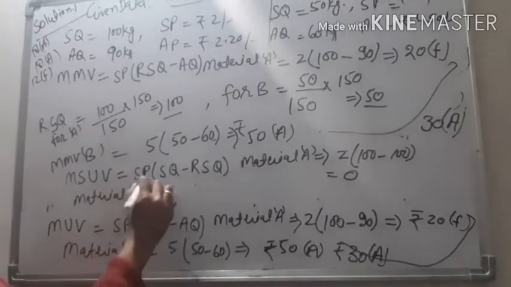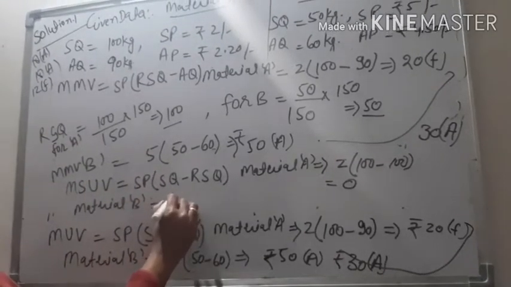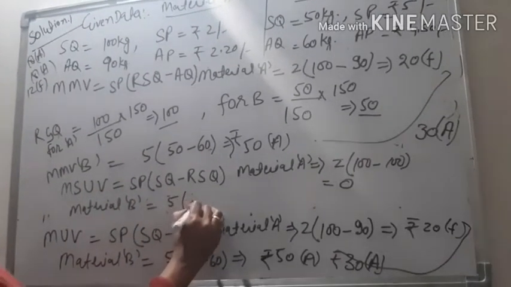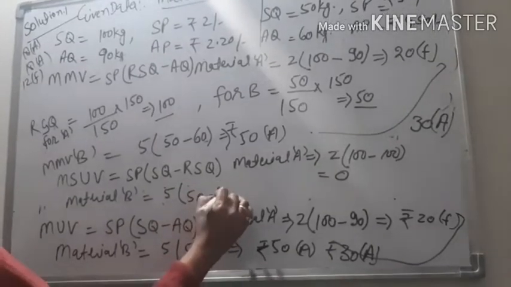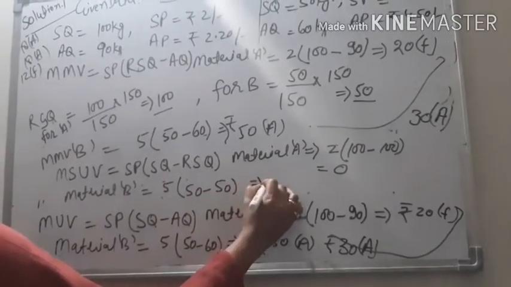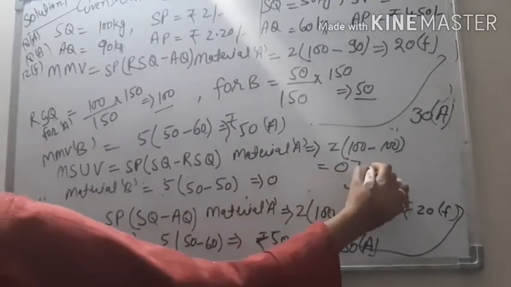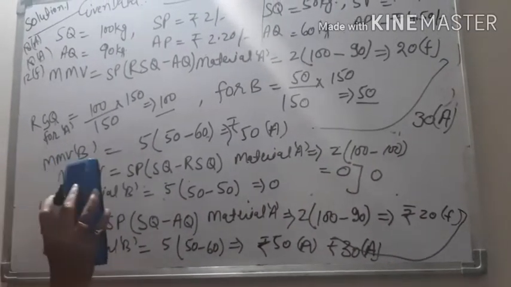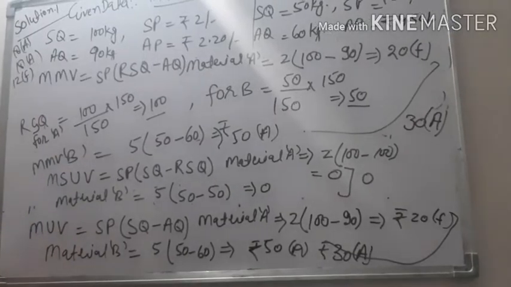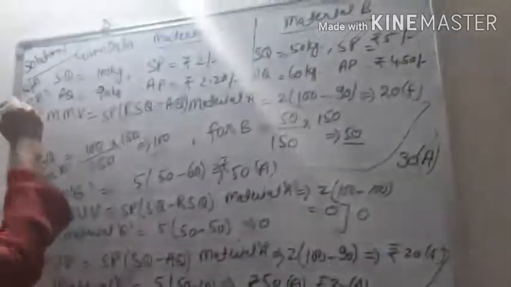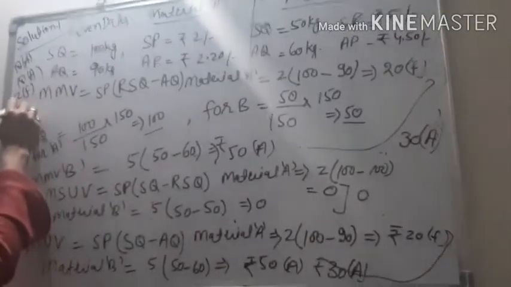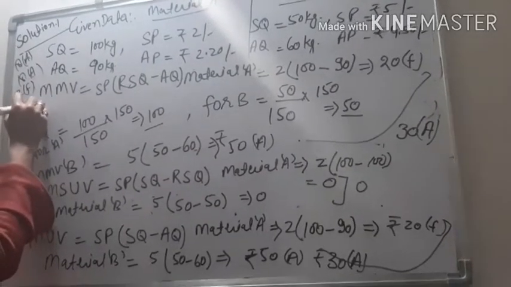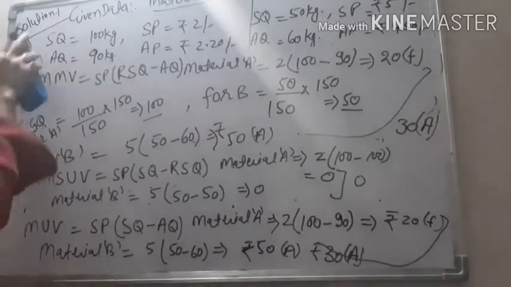And for material B, we will put the values. Standard price 5, standard quantity 50, revised standard quantity again 50, and this answer again comes in 0. So result will be 0. Now we will verify it by the help of two equations. We will rub this equation. Material uses variance 30 in adversible form.